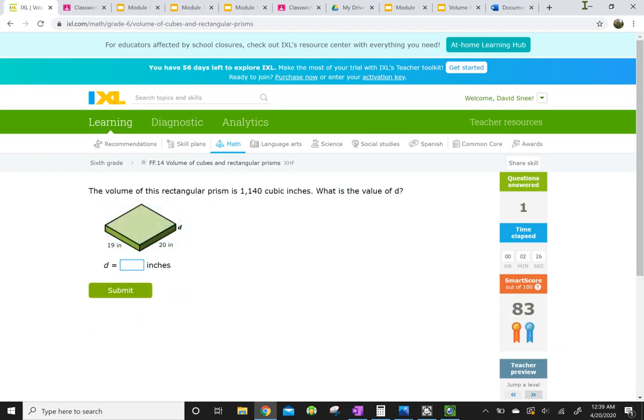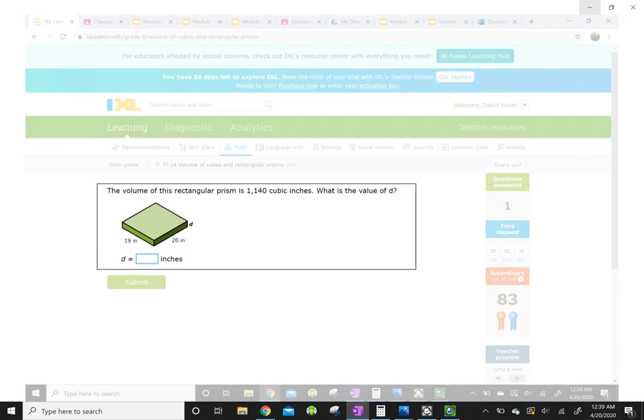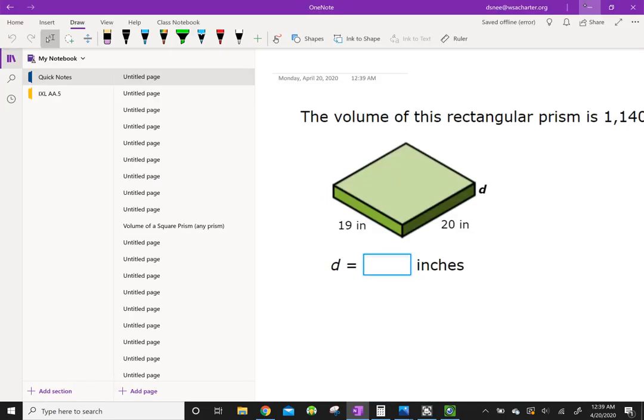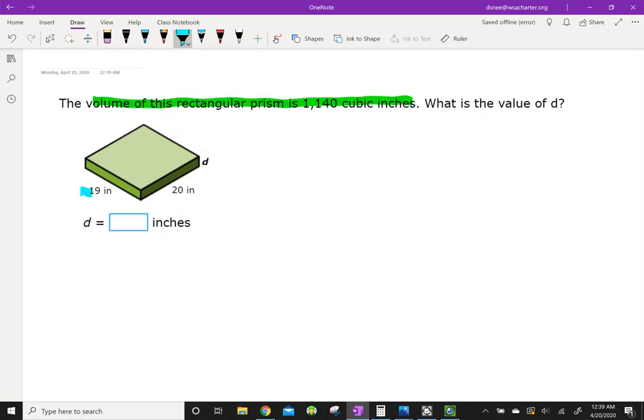Okay, now we're missing one of the sides. We're missing one of the 3 dimensions of this rectangular prism, and we're just being asked to find that. So we're going to take all the information we have. We know what the volume is, and we know the length and the width, and we know the height. We're just calling that D. Let's say that volume is equal to length, width, and height. We're going to say this is length, and this is width, and this is height.